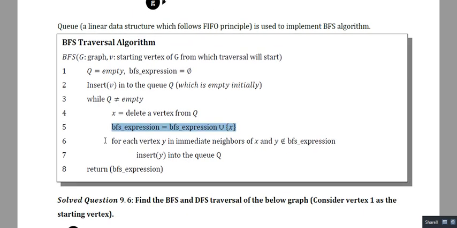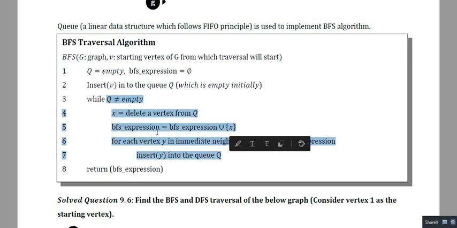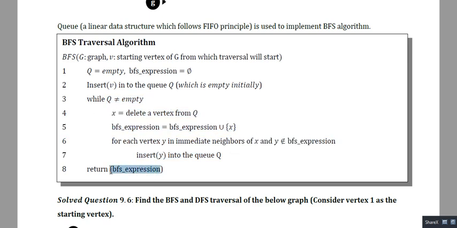Now for each vertex Y which is an immediate neighbor of X, such that Y is not present in the BFS expression, you insert those Y into the queue. Repeat all these steps again and again till the queue is empty, and once the queue is empty it means you have visited all the vertices and traversed the graph as a whole. So finally you return the value of the BFS expression.